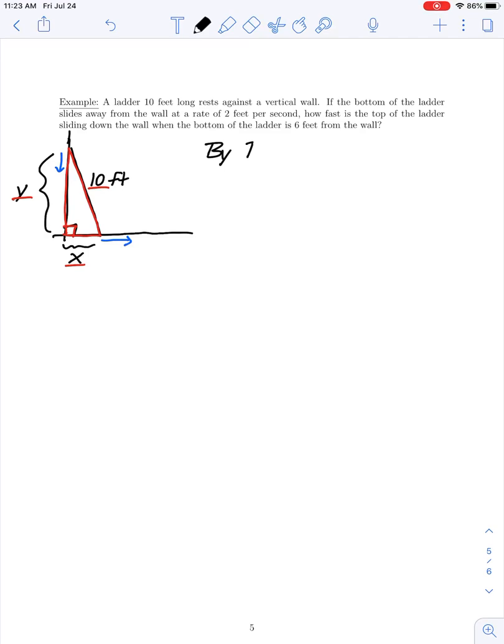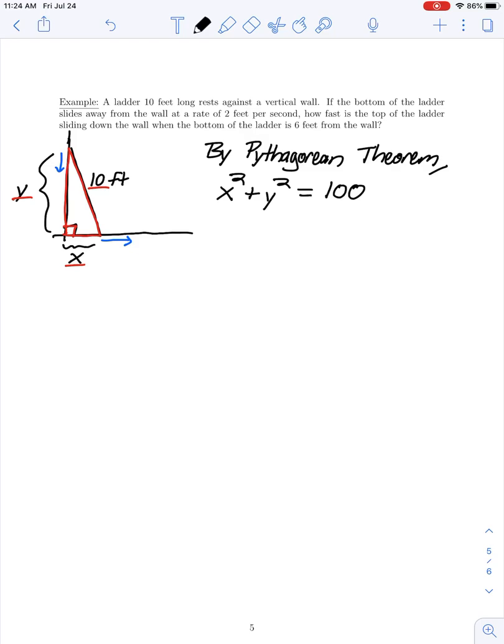So we can say by the Pythagorean theorem, we know that the sum of the squares of the lengths of our legs, that is x squared plus y squared, must equal the hypotenuse squared. So that is 10 squared, or 100.